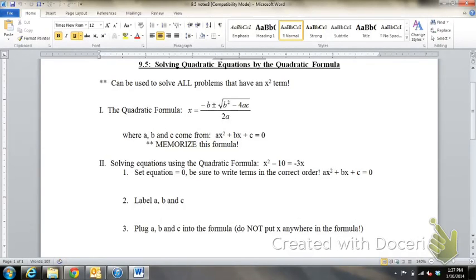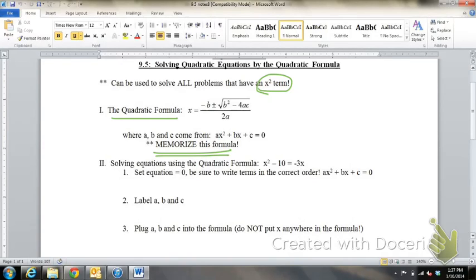In section 9.5, we're going to use something called the quadratic formula. You are going to become very familiar with the quadratic formula. The nice thing about this is that it can be used to solve all problems that have an x squared term. Okay, so the easy ones, the hard ones. This chapter 9, we're going to use all sorts of different types of quadratic equations, but every single one of them, you can use this quadratic formula.